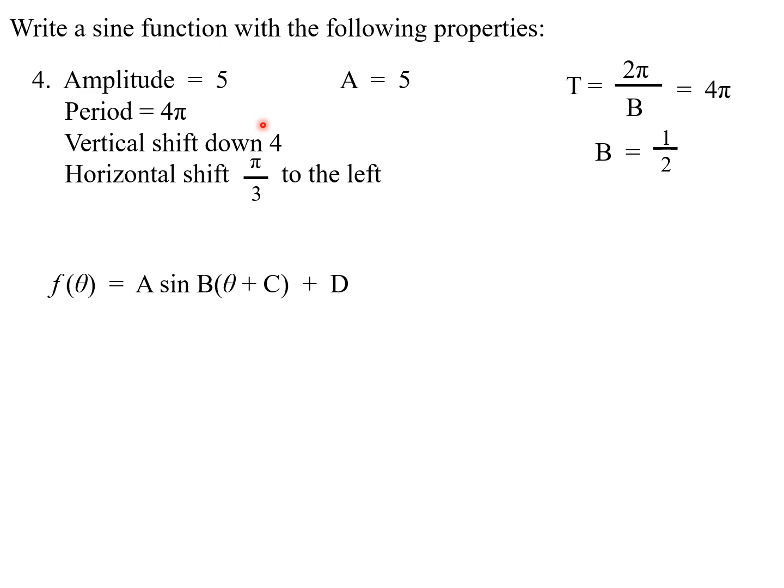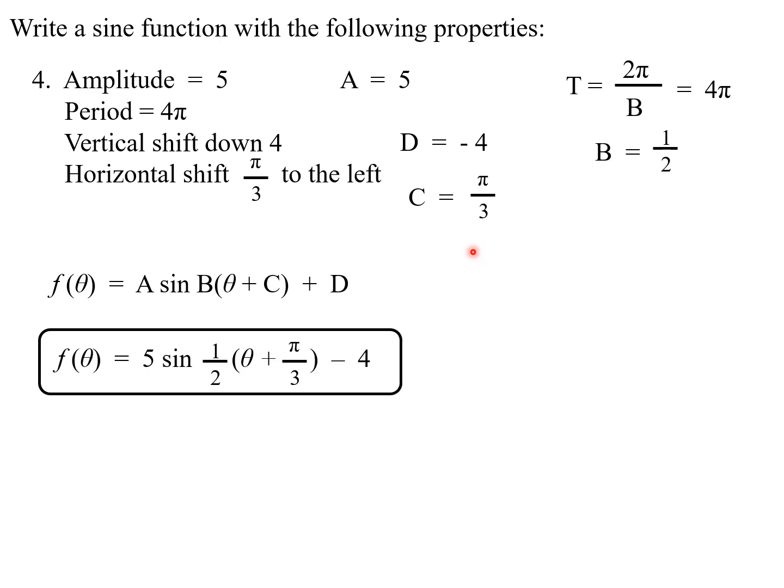Let's see what's next. Let's go for D, vertical shift of down 4, so D is -4, and then C is pi over 3. A horizontal shift to the left is a positive pi over 3 for C. And then we can just insert the values, and there's our answer.